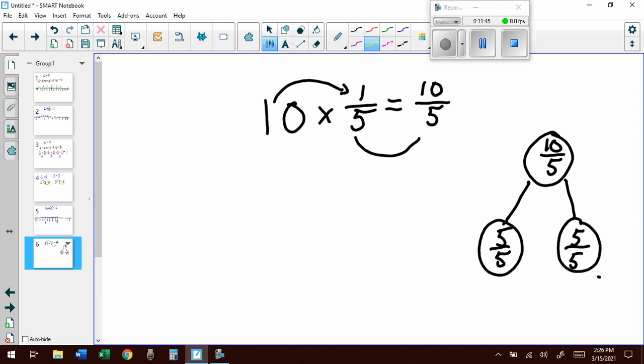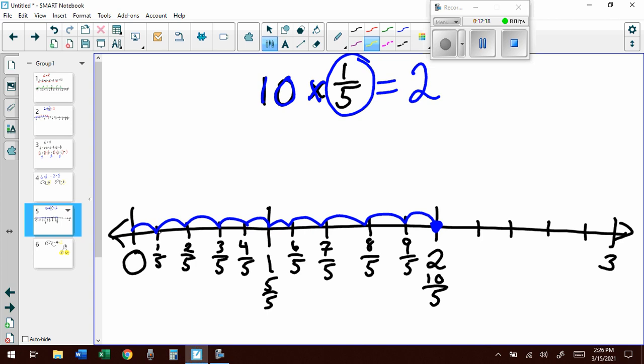So now you ask yourself, how many one whole pieces do I have? One whole is when the numerator and the denominator are the same. So we have 5/5 right here and 5/5 right here. So we have two one whole pieces. Is that where we landed when we went with our number line? We had one whole piece, two whole pieces.